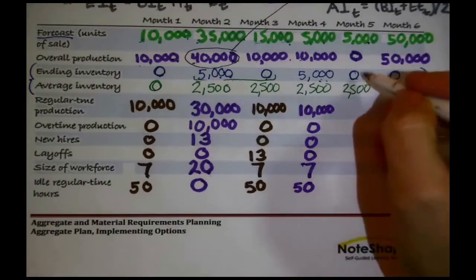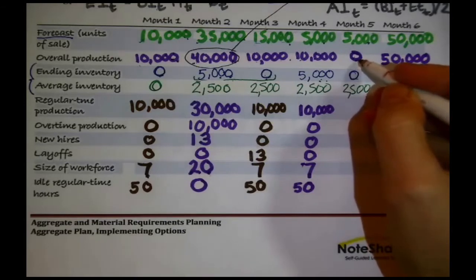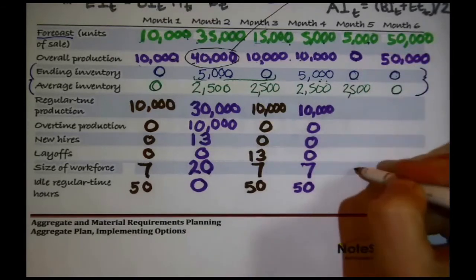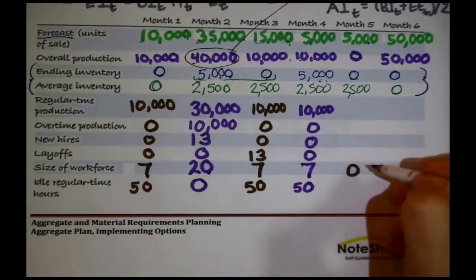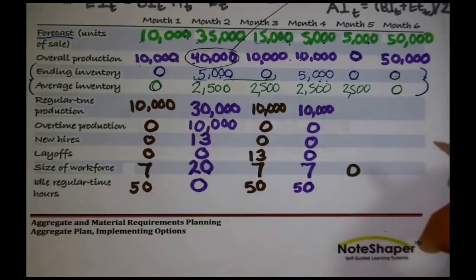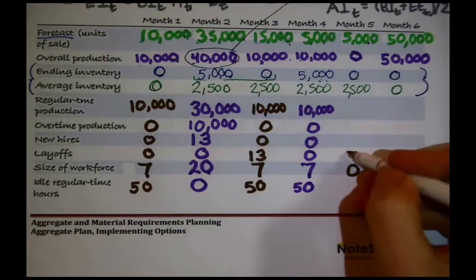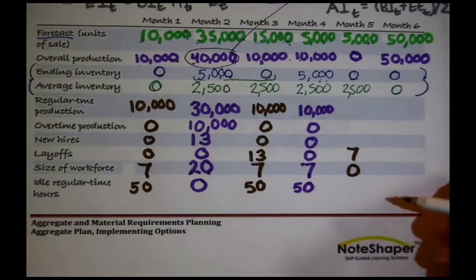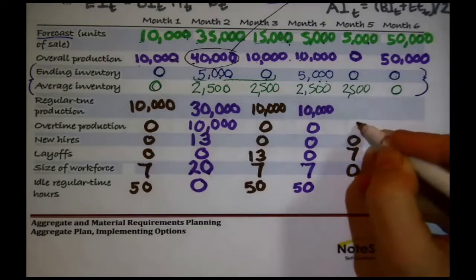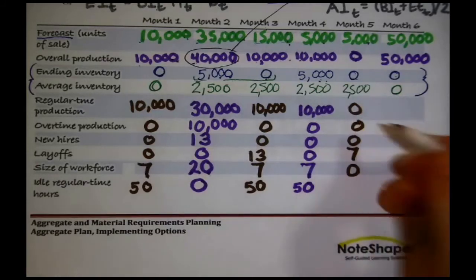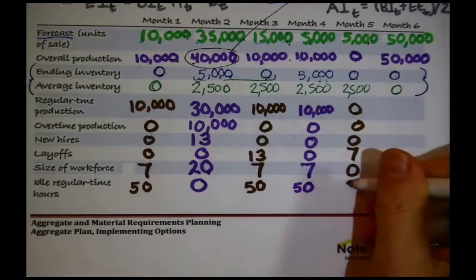How do we do this? We are not going to produce anything. That means we'll have a workforce of 0, which means that you did lay off 7 people at least for the month. You certainly didn't hire anybody. You're certainly not doing anything in regular time or overtime.